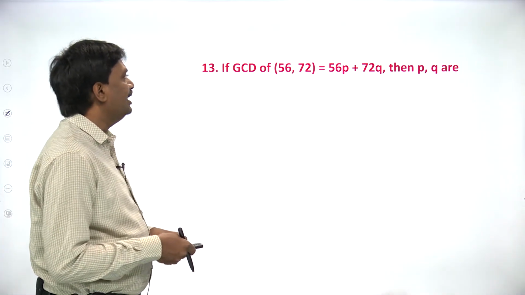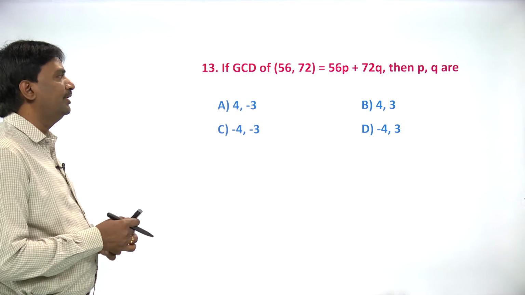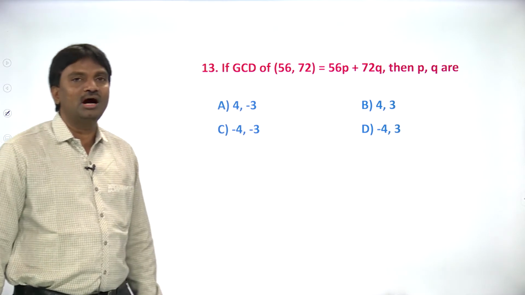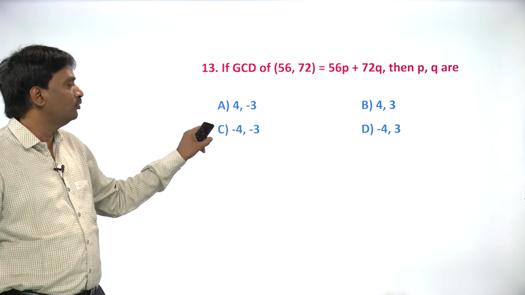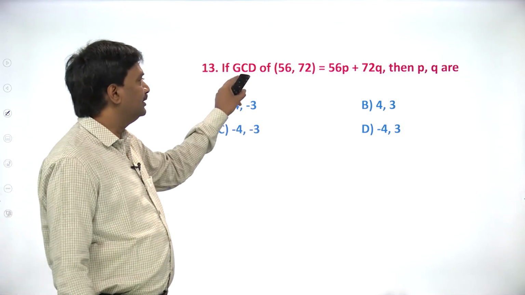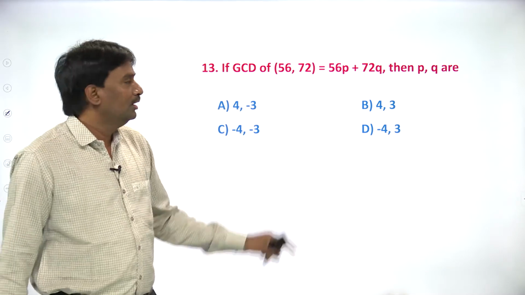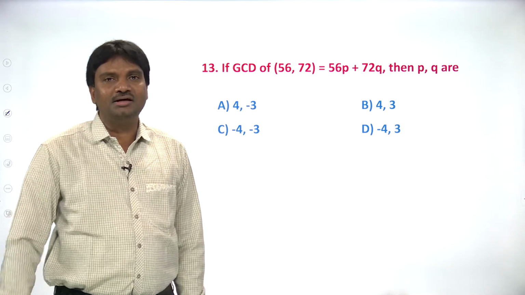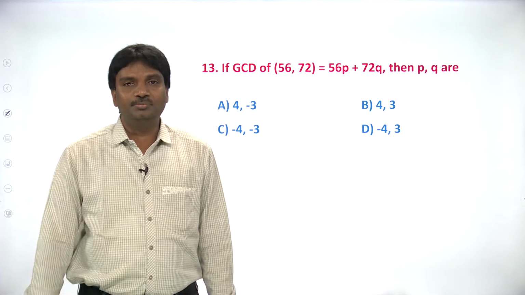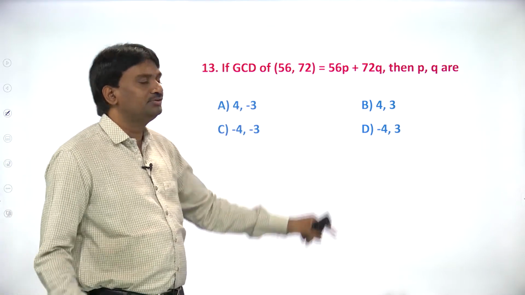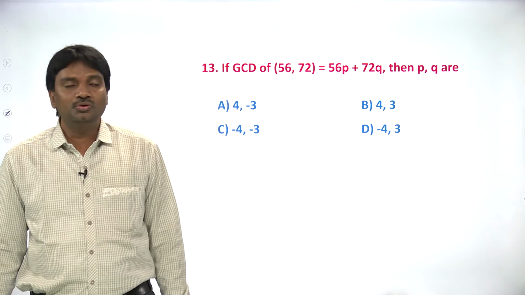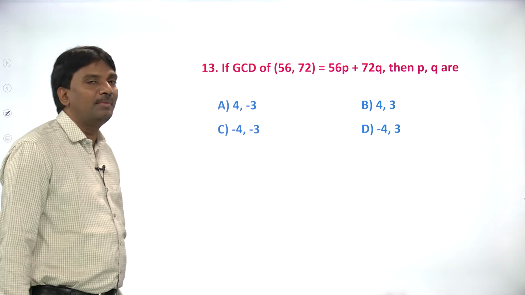Here the problem is given as: if the GCD of 56 comma 72 equals 56p plus 72q, then the values of p comma q are. Here you have 4 comma minus 3, 4 comma 3, minus 4 comma minus 3 and minus 4 comma 3. If we suppose that d is the GCD of the given two numbers, then we can express that as ax plus by. So here the GCD of 56 comma 72 is expressed as 56 into p plus 72 into q. Now we have to find the values of p comma q.